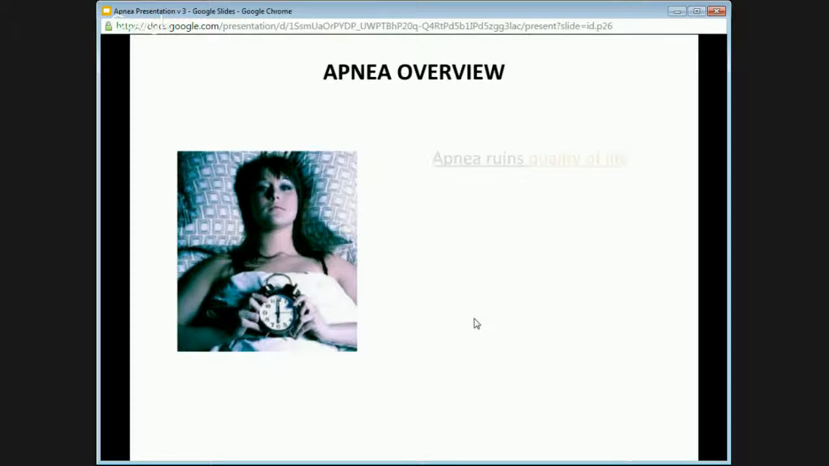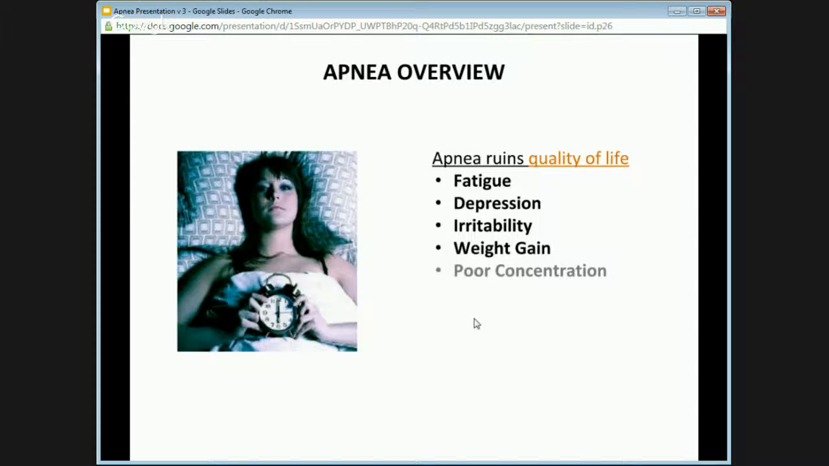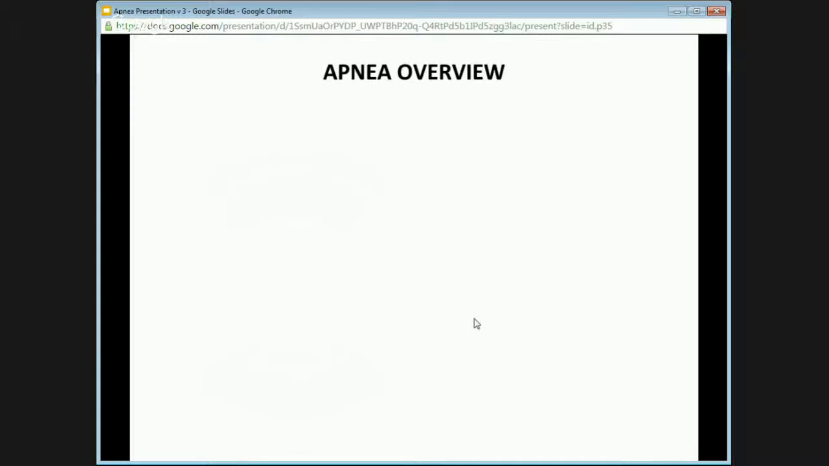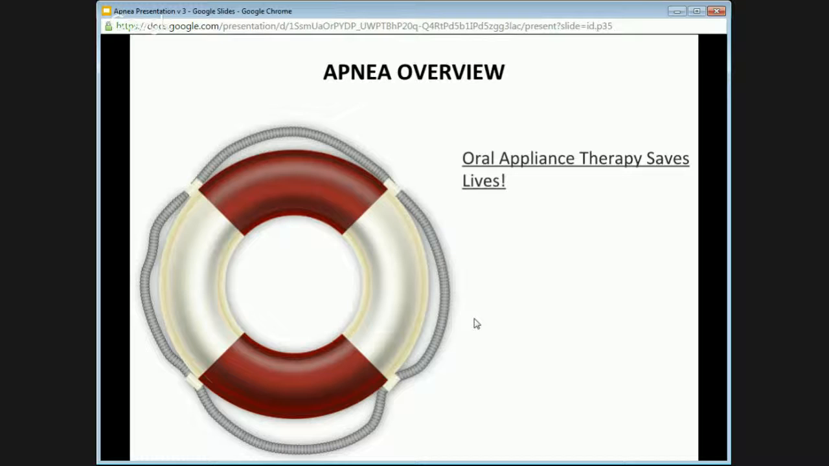That's one reason why you end up with some of the things that you see with an apneic person. Apnea really does ruin your quality of life. It causes all these things: fatigue and depression, weight gain, poor concentration, memory lapses. And what it really does is increase your sickness. It just takes everything over and adds to it.